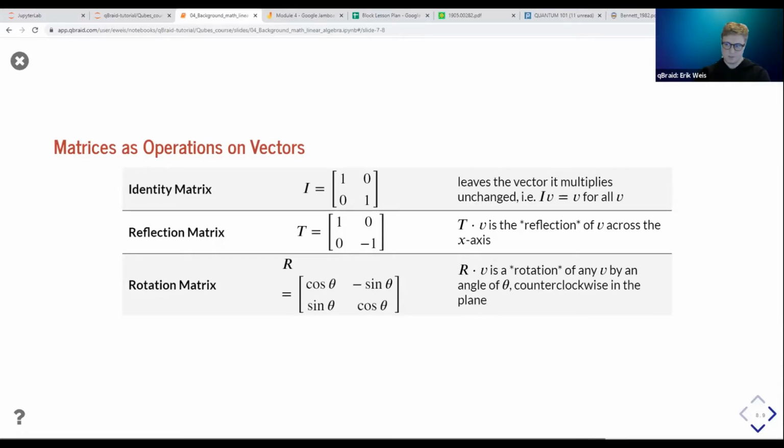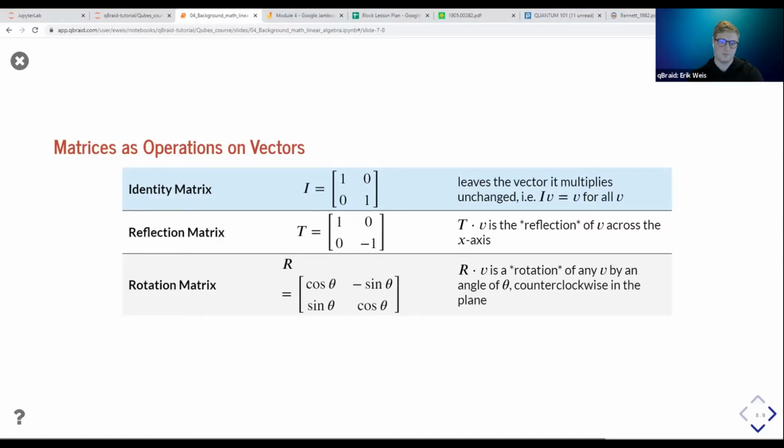We have the identity matrix, and the identity matrix exists in all dimensions. Effectively what it does is leave the vector unchanged. If you multiply any vector by this matrix, you end up with the same vector that you started out with. That's useful at times, and we'll see when we get to two-qubit quantum circuits that applying the identity matrix is effectively doing nothing to a particular qubit.